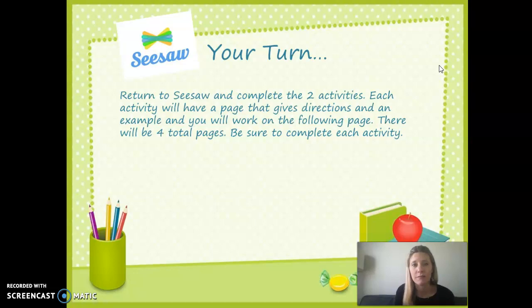Your turn. Return to Seesaw and complete the 2 activities. Each activity will have a page that gives directions and an example. You will work on the following page. There will be 4 total pages. Be sure to complete each activity. Nice job.